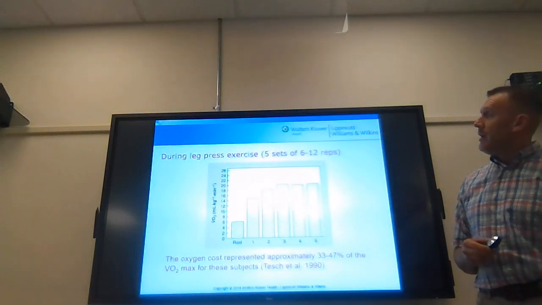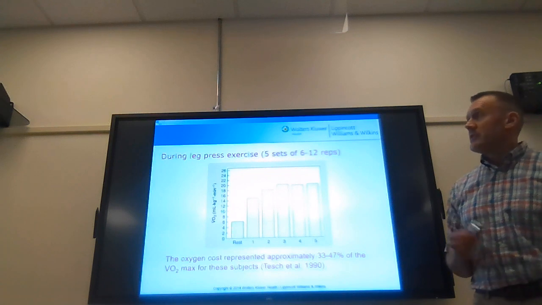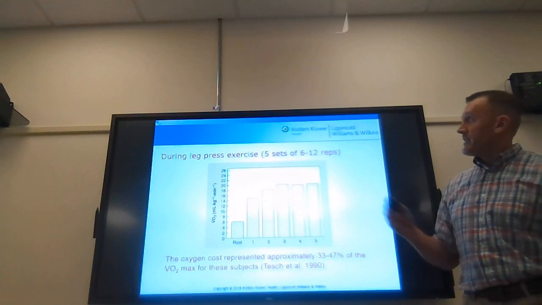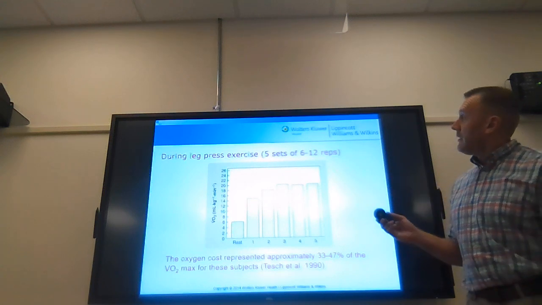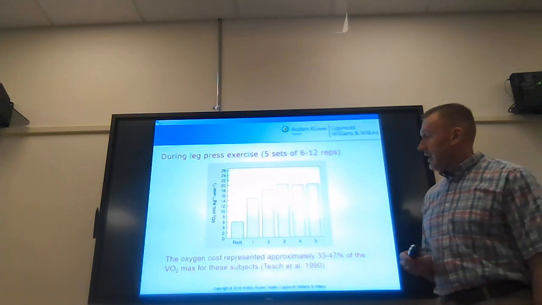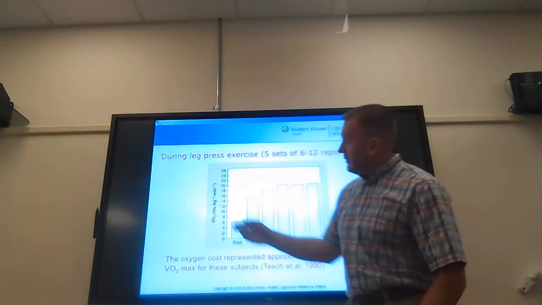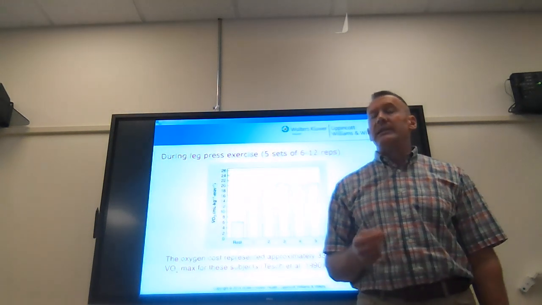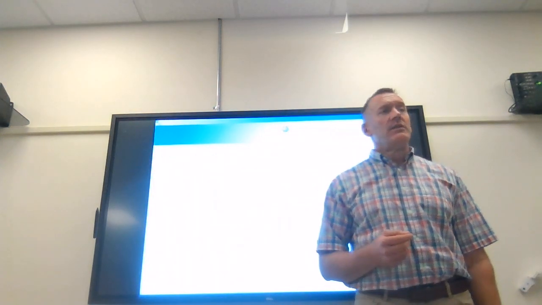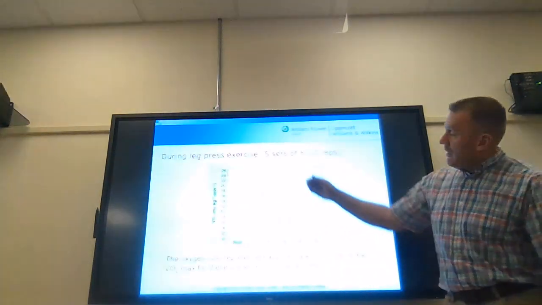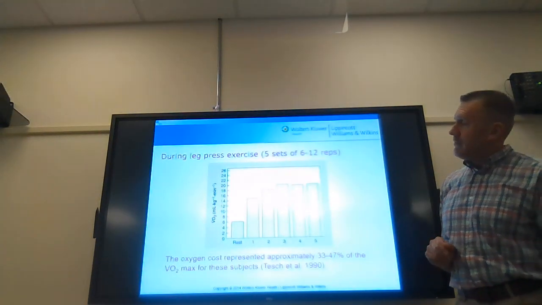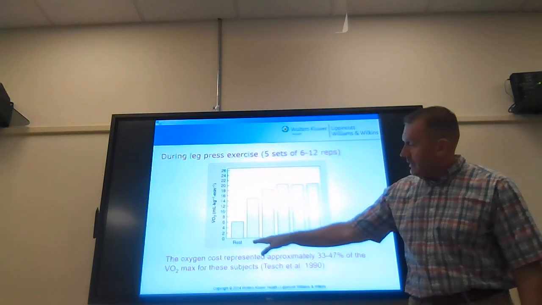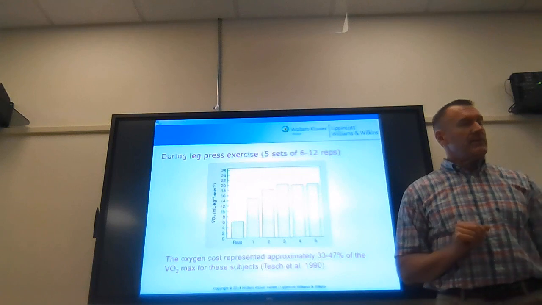But this particular study, done over 30 years ago now, looked at the oxygen uptake during a typical series of leg press sets, so 5 sets of 6 to 12 reps. And so you can see the VO2, which is the oxygen consumption in milliliters per kilogram per minute. So you can see modest levels of oxygen consumption. These are the averages during each of those sets.